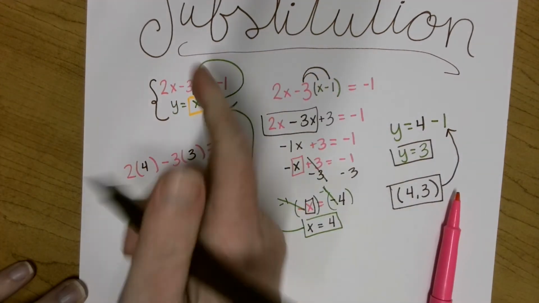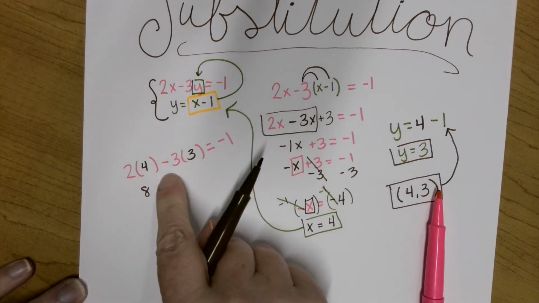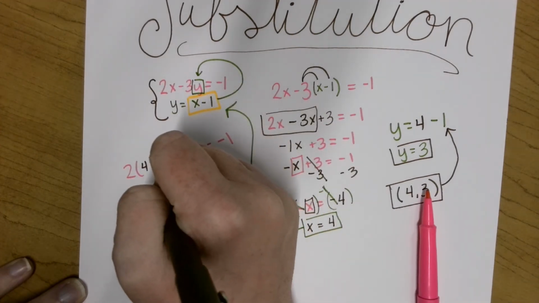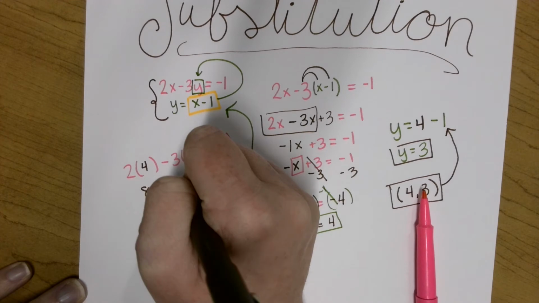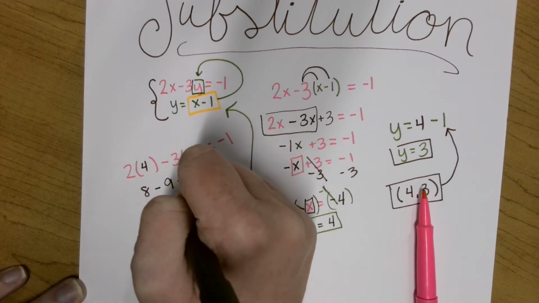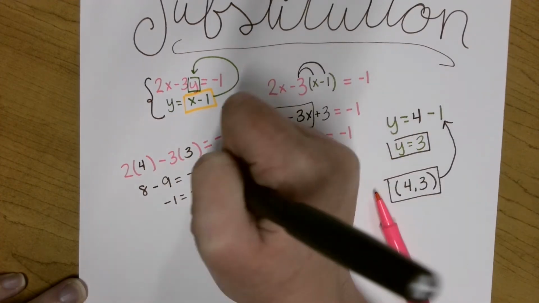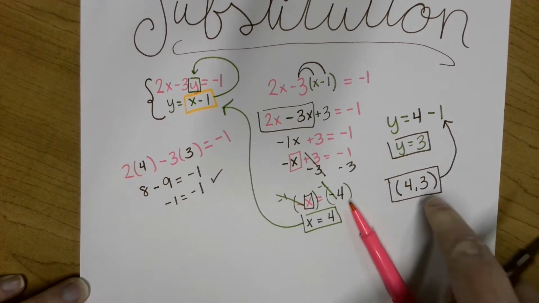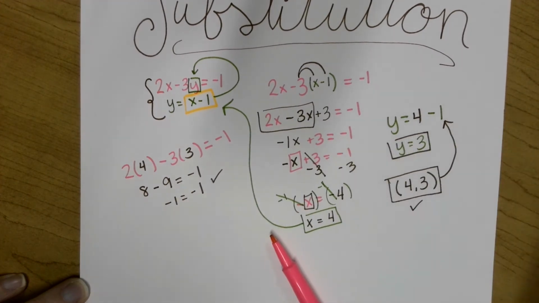Okay, so 2 times 4 is 8. -3 times 3 is -9. 8 minus 9 is -1, which is equal to -1. So that is a true statement. So this is the solution.